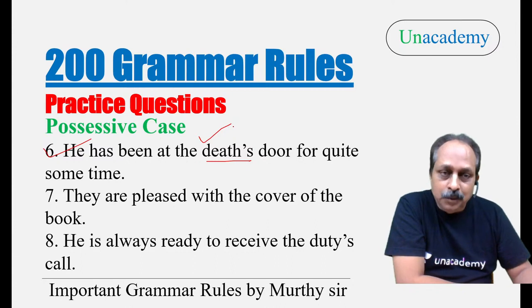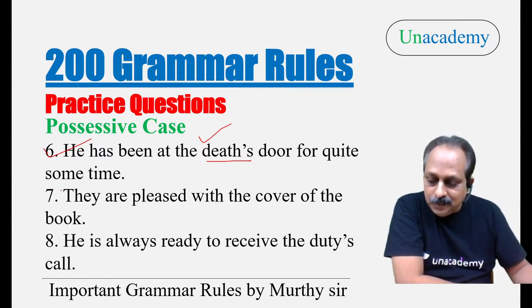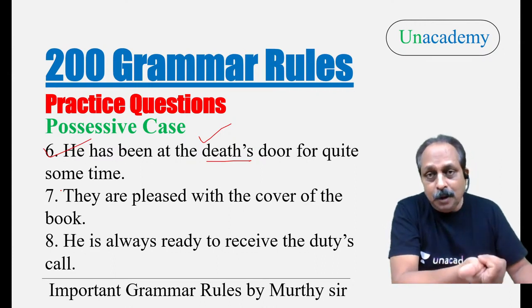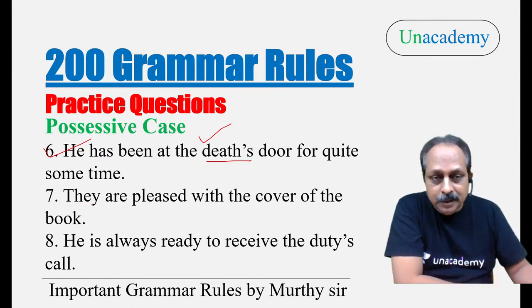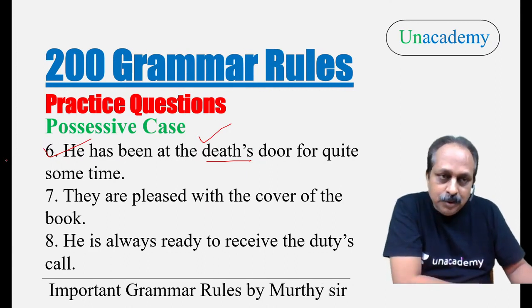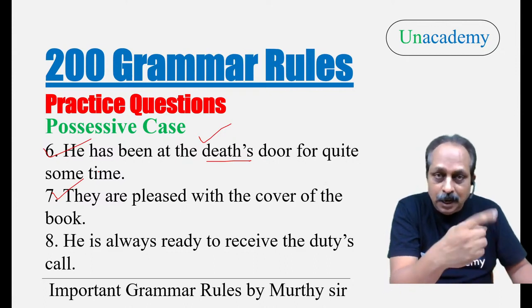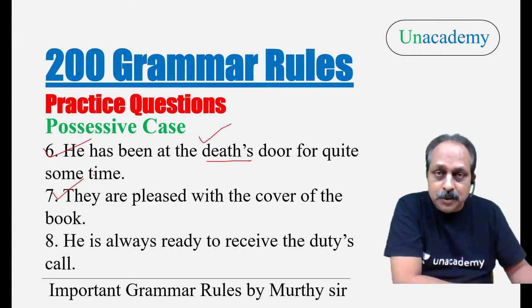The sentence is absolutely right. They are pleased with the cover of the book. Had it been the book's cover, it would have been wrong. But here, they are pleased with what? The cover of the book. Seven is also correct. If at least one student responds, I will mark that one right. I'll go to the next question.